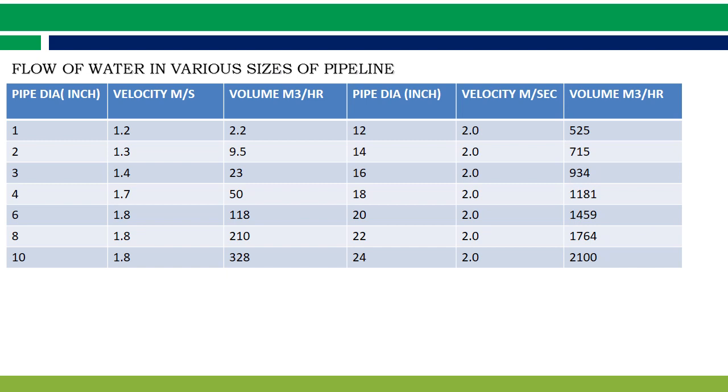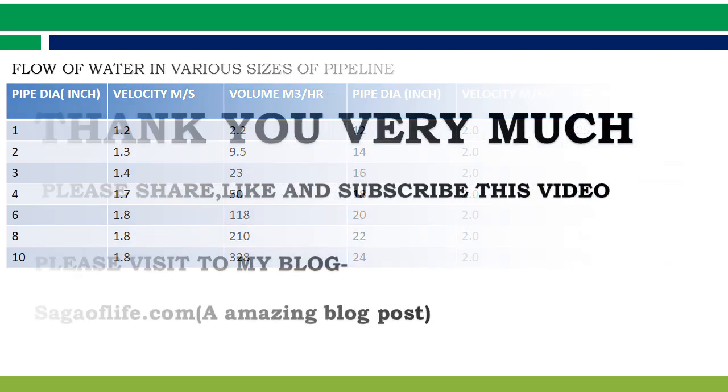20 inches dia pipeline, 2 meter per second velocity, volume will come 1459 cubic meter per hour. Pipeline dia 22 inches, velocity 2 meter per second, volume will come 1764. In 24 inches pipeline dia, velocity will be 2 meter per second. Volume will come 2100 cubic meter per hour.